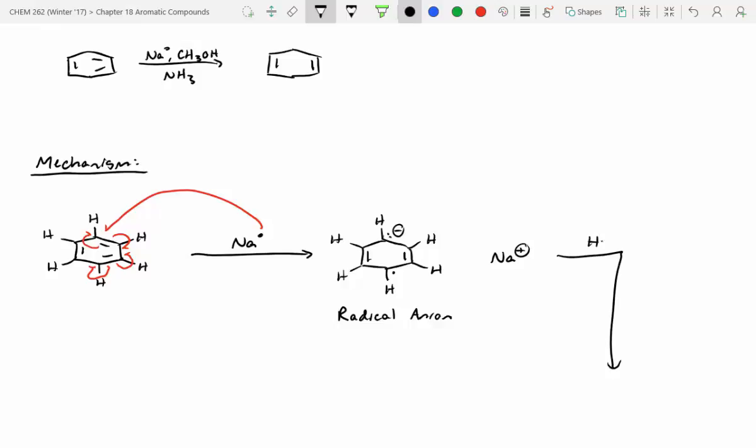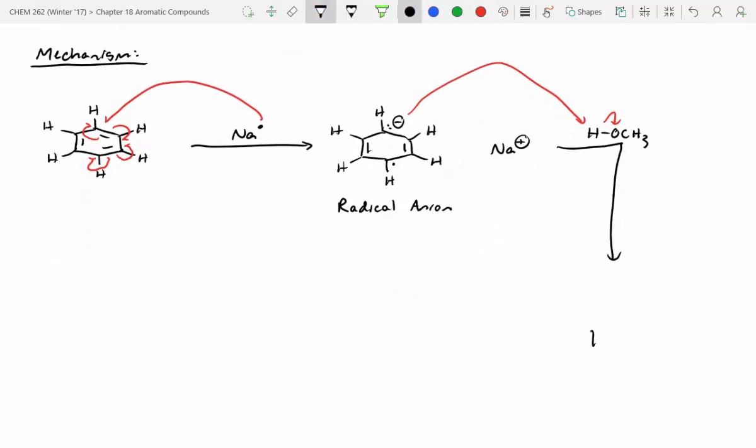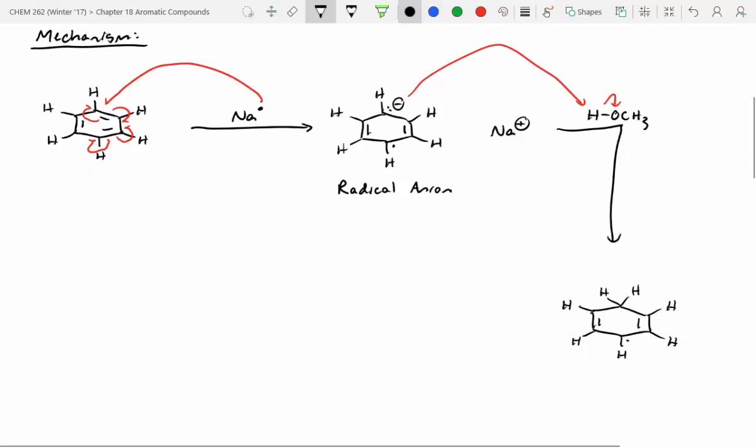Our solvent in this case is methanol. However, like I said, it could be any alcohol solvent. And this lone pair is going to just grab one of these protons and pluck it off. And now that we've got our anion, it wants to steal one more electron from sodium. So another equivalent of sodium can give up its electron.